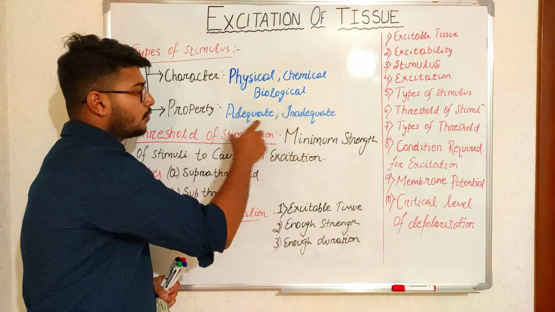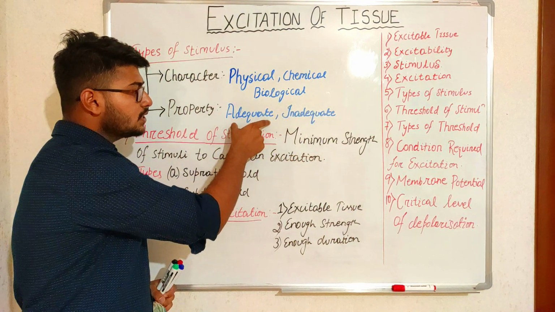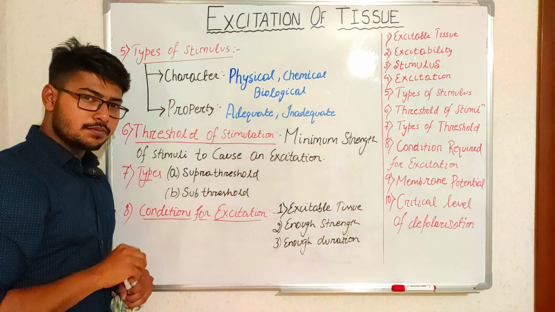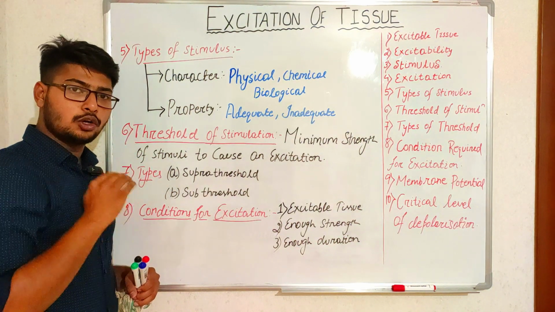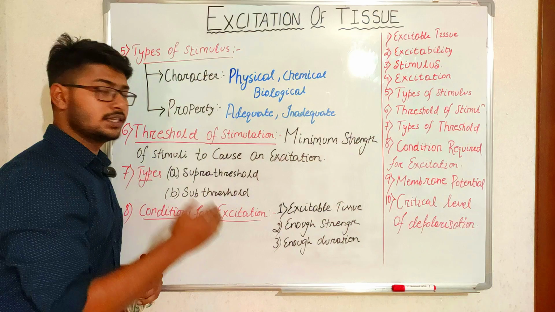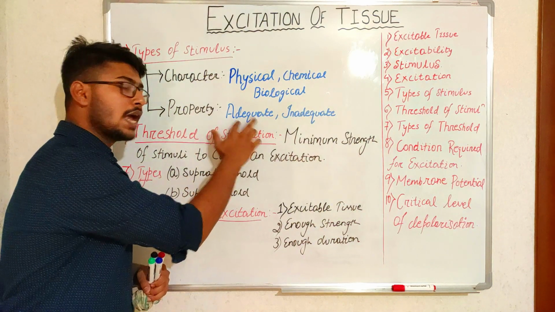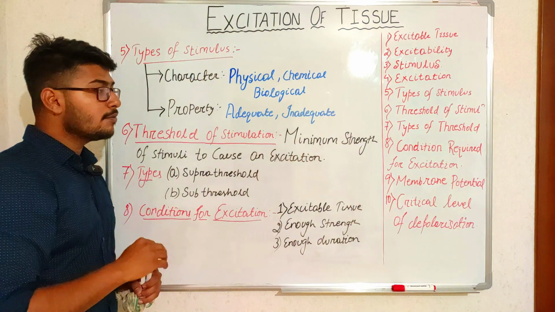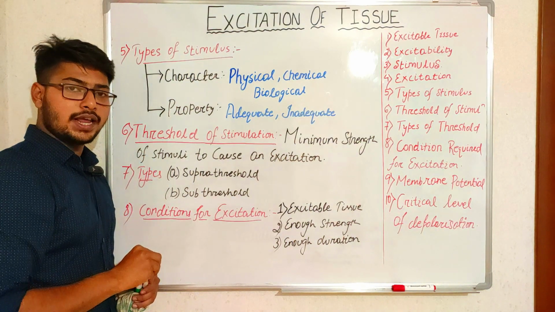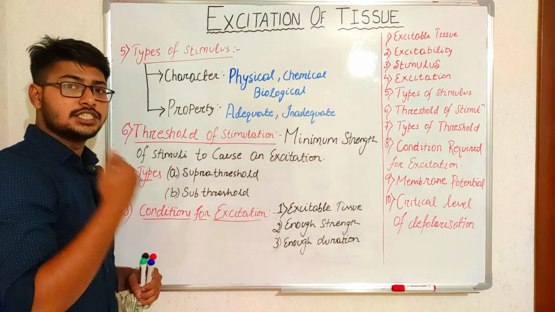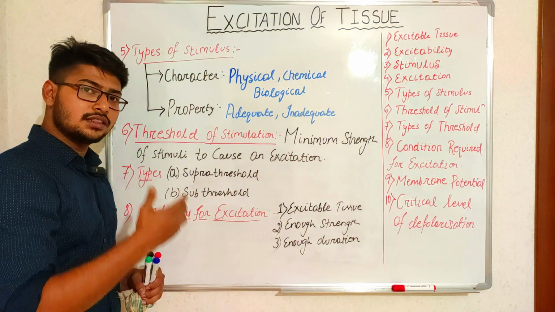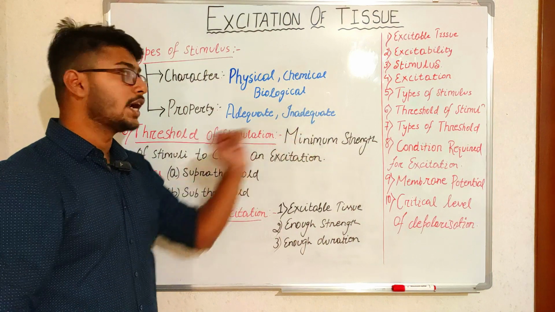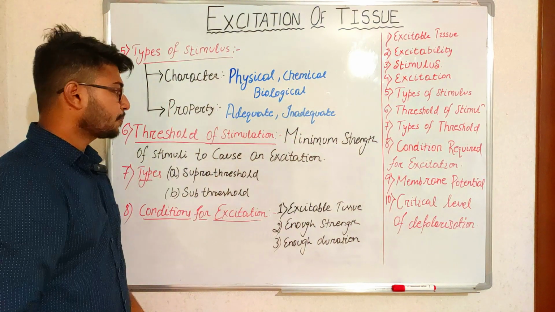Adequate and inadequate. What does this mean? Adequate means the proper amount of energy; the stimulus must have enough strength to create an excitation. Then it comes under adequate. If the stimulus does not have that much energy or strength for generating excitation in the excitable tissue, then it comes under the inadequate type of stimulus.